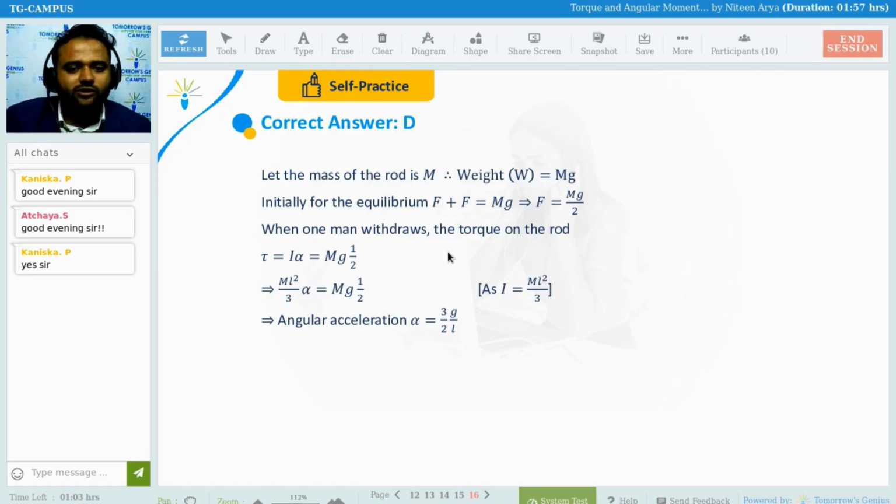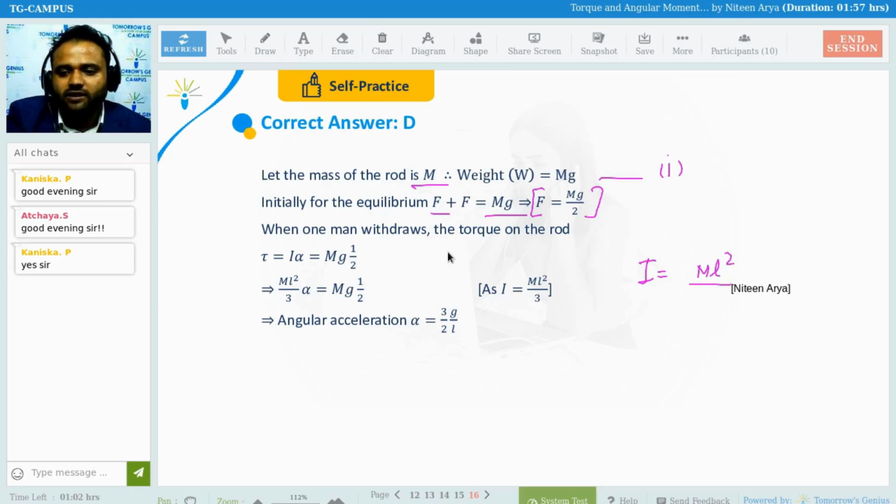First of all, let the mass of the rod be m, so the weight is going to be mg. First equation: initially, in the equilibrium case, both apply the same force, so mg is going to be 2f, and then this force is going to be mg by 2. When one man withdraws the hand, the torque on the rod is tau equals I alpha, and that is mg by 2. Why mg by 2? Because this force is going to be upward. Simple. And I, as I already told you, is the moment of inertia, ml square by 3 at the one end of a rod. So we compare this, and we find alpha.